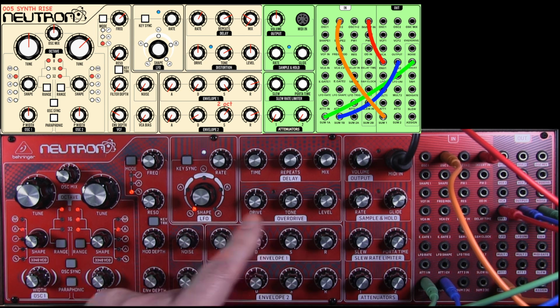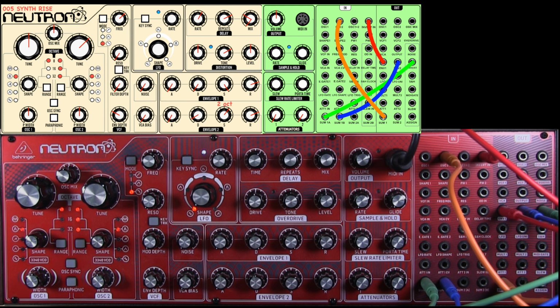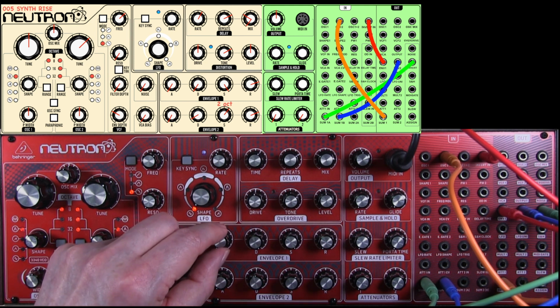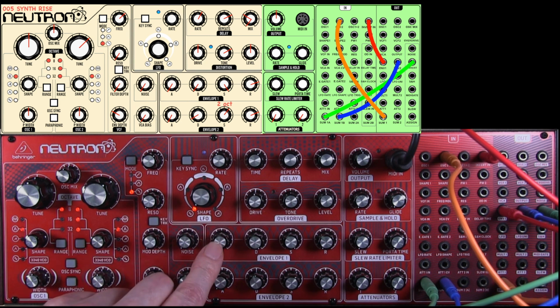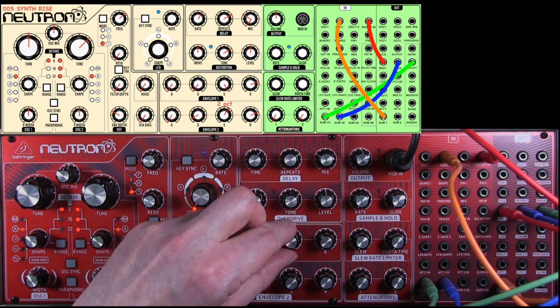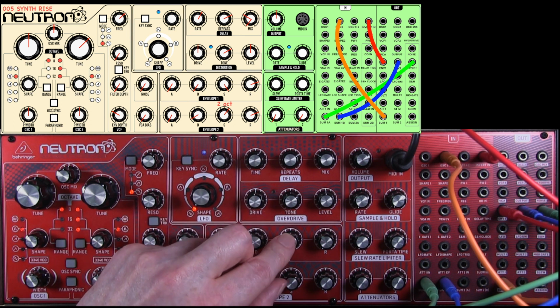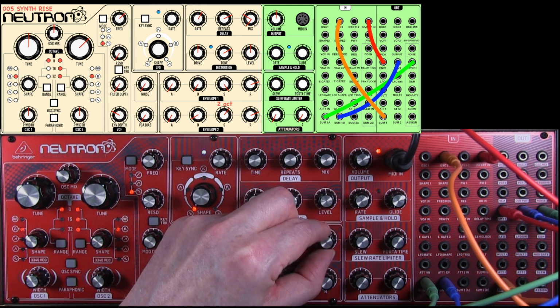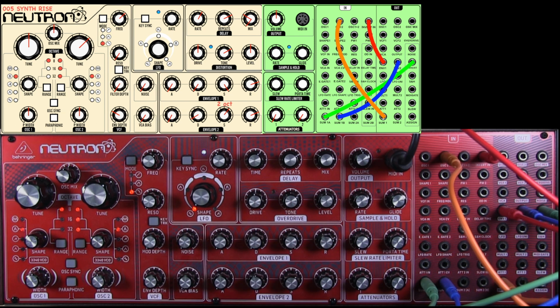Now, because the envelopes are controlling the pitch of the oscillators, we need to be quite careful with those. So attack 0, decay 0, sustain all the way up, and release round about there. So we're actually getting a pitch movement after we take the note off.